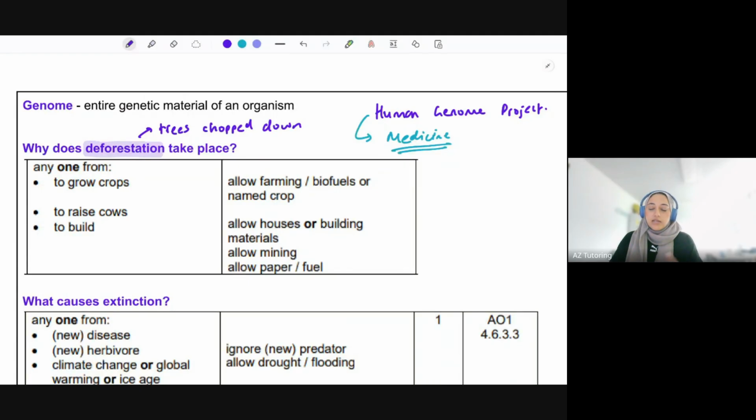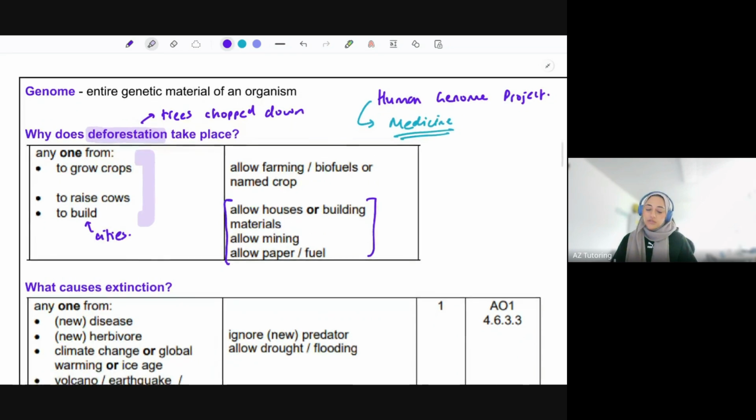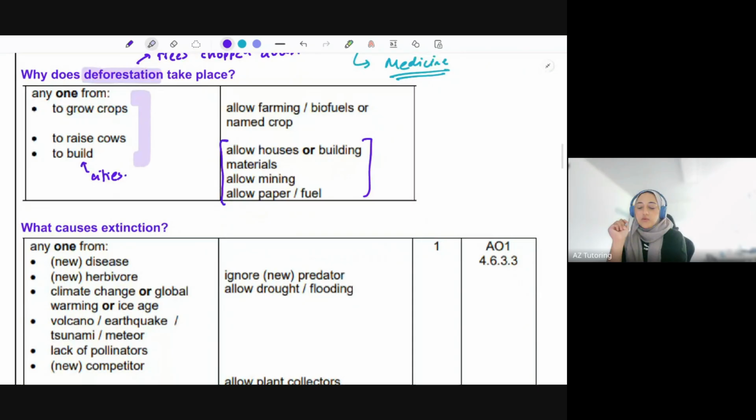To raise cows, again, it's a farming reason, and to build. So for example, like cities, we need space, we need to be able to get all the trees down. So yeah, there are a few others that they would allow, but I would recommend just sticking with these three reasons when they ask why does deforestation take place? If the question says just state one thing, please only state one thing. Don't write multiple things, because even though they might all be right, you still would lose marks because you've not answered the question by just listing one thing.